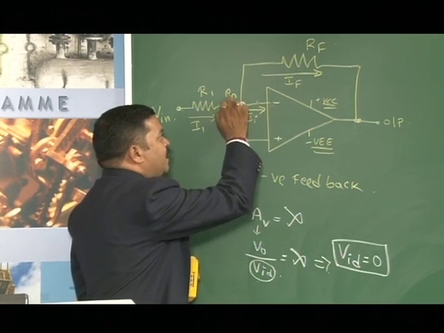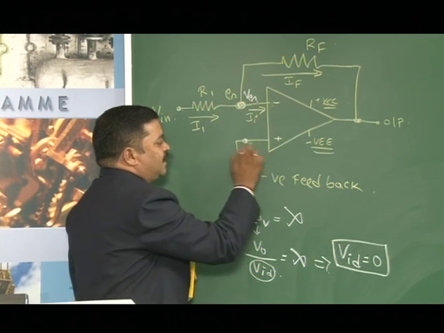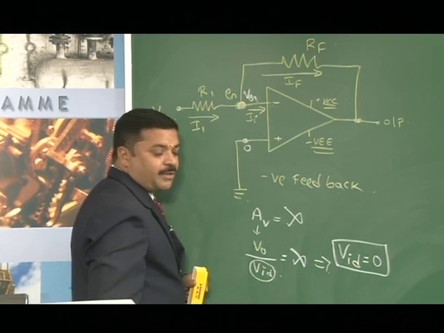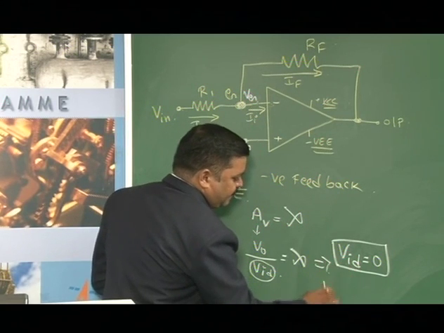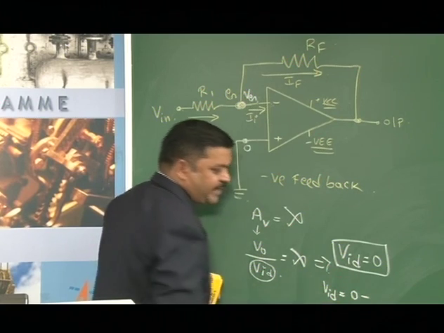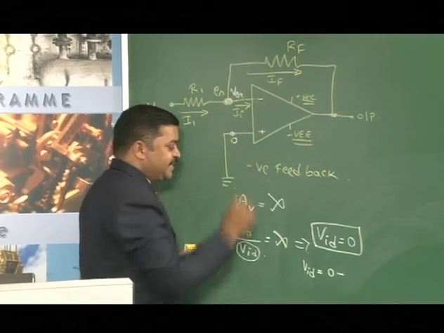Let me assume at node G the voltage is Vg. At this node the voltage is connected to ground, so it is 0. So, what is VID? VID is equal to 0 volts, the positive terminal voltage, minus the negative terminal voltage, let me call it Vg.